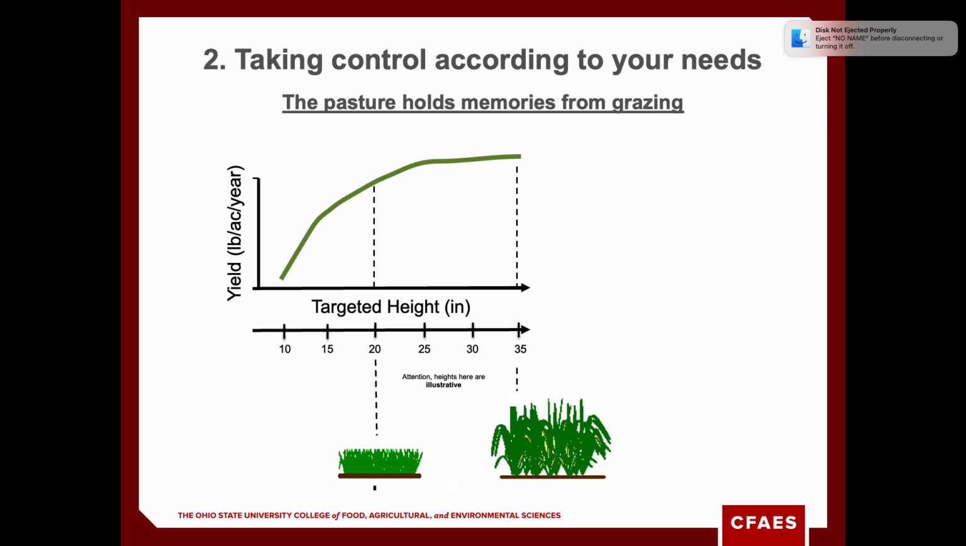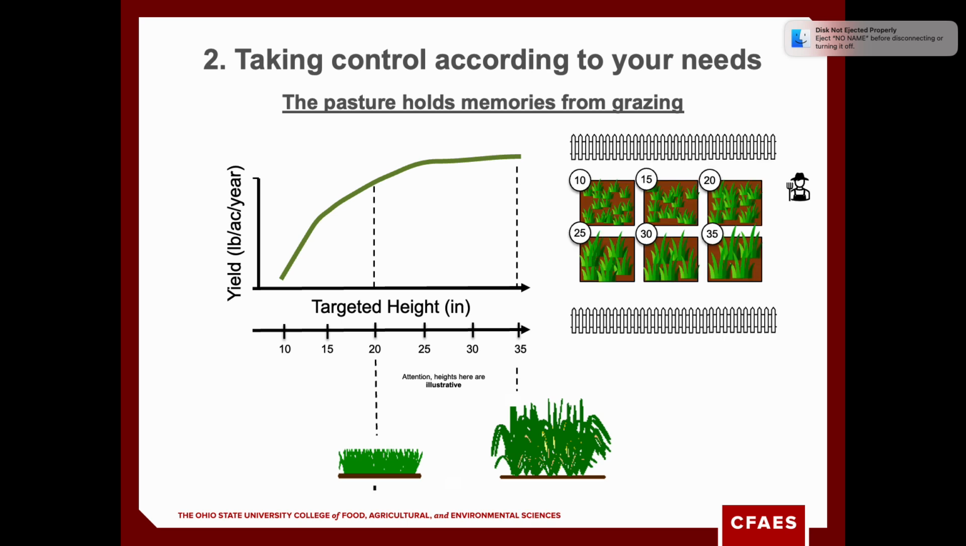So you might be looking at this graph right here and thinking this is a pasture under regrowth, and this is not the case. I have two cues here. One, the vertical axis is talking about yield per acre per year. So it's the sum of every growth cycle that you had in your pasture. And here's target height. It's not a pasture that is growing through time. It's a pasture that I'm grazing at 10 inches, 15 in this example, let's say a warm season, 20, 25, 30, and 35.